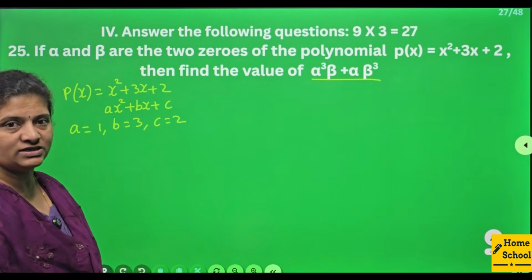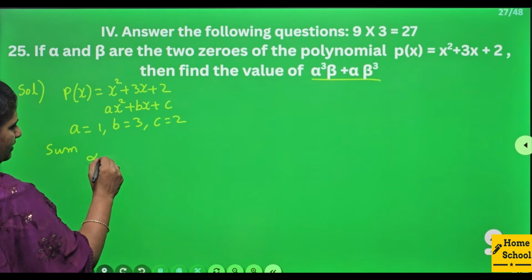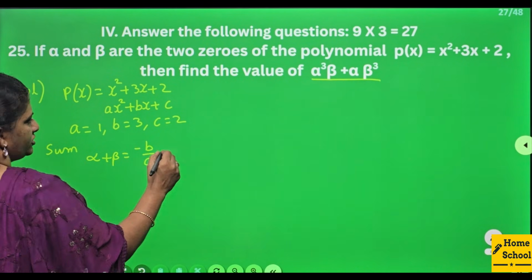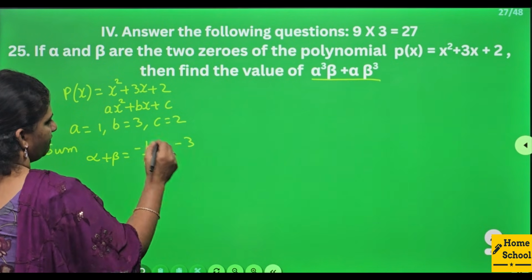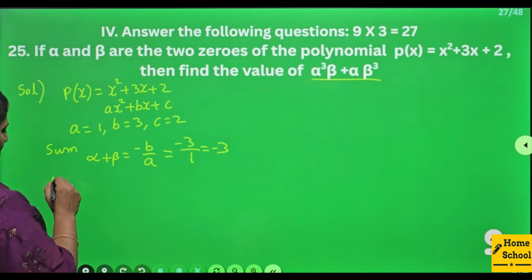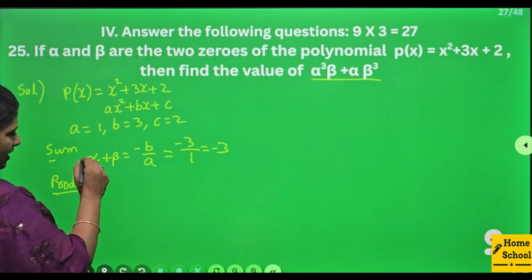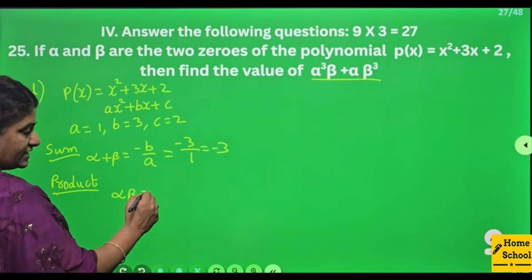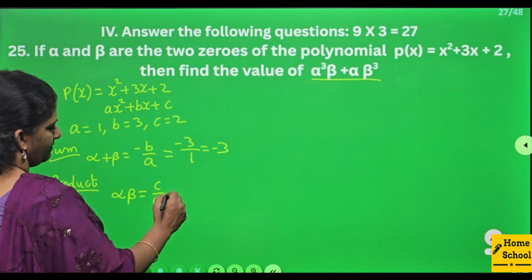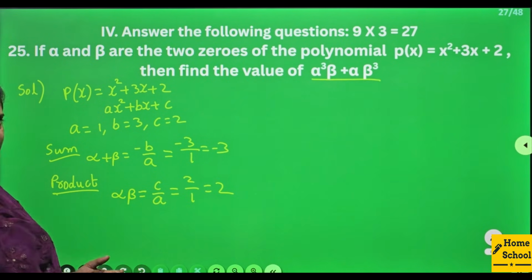We know the zeros are alpha and beta. Then the sum of zeros, alpha plus beta, is equal to minus b by a. Substituting the values, minus b value is 3, a value is 1, that is minus 3. Then find the product of zeros. We know the formula: alpha beta is equal to c by a. C is 2, a is 1, so alpha beta is equal to 2.